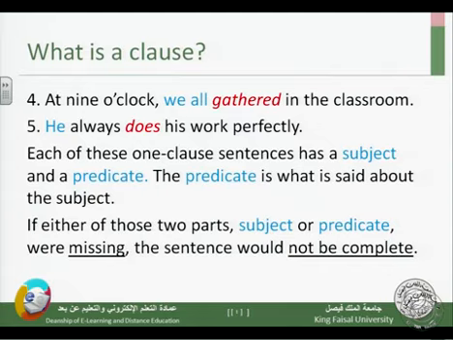So we have a subject and we have a predicate. The subject, and the predicate is what is said about the subject. Okay? If either of those parts, subject or predicate, were missing, so if we don't have a subject or if we don't have a predicate, the sentence would not be complete. Okay, so if we want to have a complete sentence, we need both elements. We need a subject and a predicate.